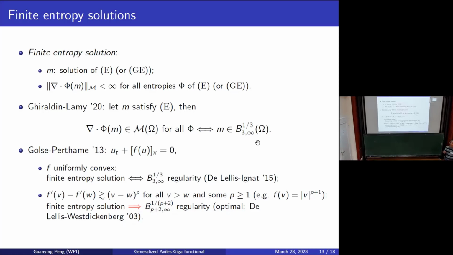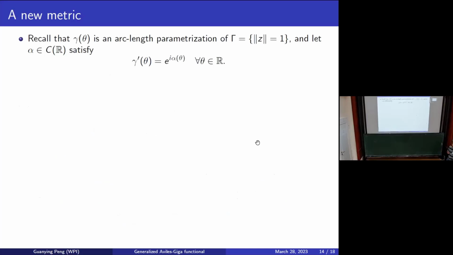And this leaves the natural question to characterize finite entropy solutions for such scalar conservation laws where the flux function may have degenerate convexity. So motivated by this question and also the work by Golse and Perthame in the classical case, we obtained a characterization for finite entropy solutions for a class of generalized Eikonal equations associated with norms that may have degenerate convexity. And this result also sheds light on scalar conservation laws. To explain the result, let me first make some definitions.